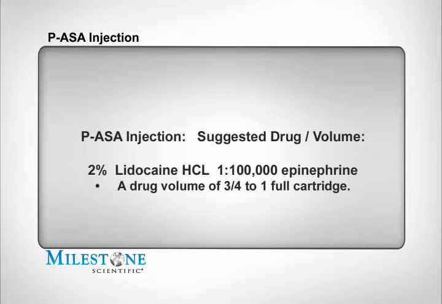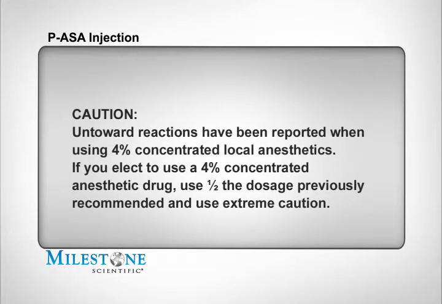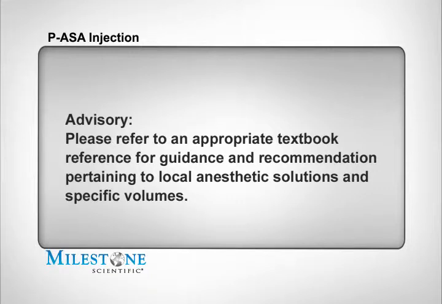A drug volume of 3/4 to 1 full cartridge is suggested when performing the P-ASA injection. Untoward reactions have been reported when using 4% concentrated local anesthetics. If you elect to use a 4% concentrated local anesthetic drug, such as 4% articaine HCl, use 1/2 the dosage previously suggested and use caution when using these medications. Please refer to an appropriate textbook reference source for guidance and recommendation pertaining to local anesthetic solutions and specific volume.